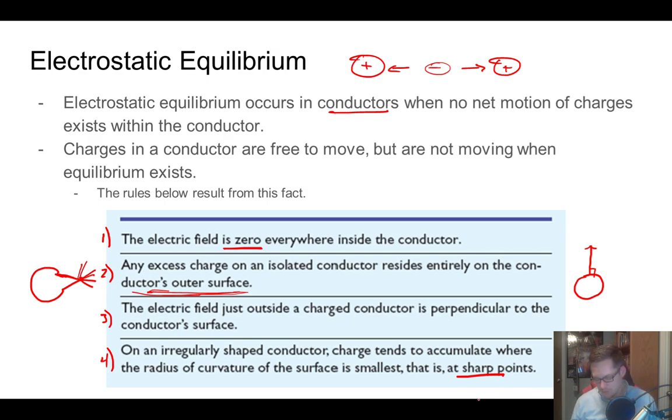Make sure you know those 4 rules established because of electrostatic equilibrium in conductors. Super fun stuff, but not too terribly difficult. Especially this math that we did with the electric field is really important moving forward. Make sure you have a good grasp on electric fields, how we establish where they are, how they work, and so on and so forth.